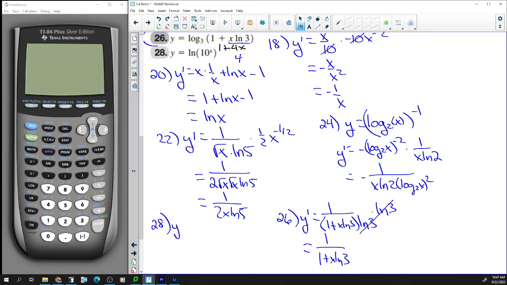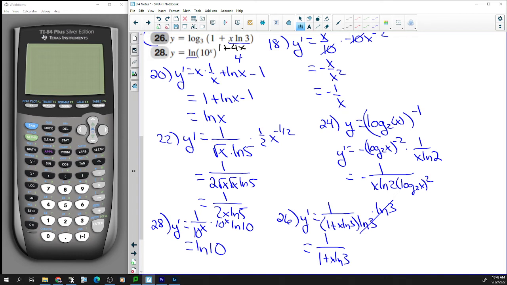I get it. Y prime is 1 over 10 to the x. So the derivative of natural log is the reciprocal, and then times the derivative of 10 to the x, which is 10 to the x natural log of 10, which is natural log of 10. Which is kind of interesting that it becomes a constant.